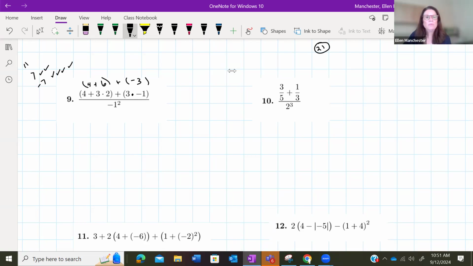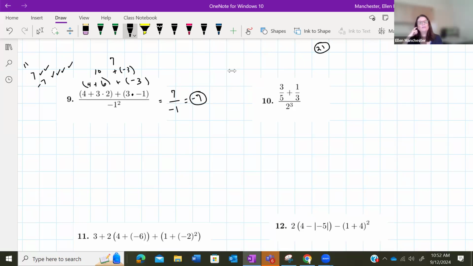Okay, then I'm going to come back to the beginning. 4 plus 6 is 10. 10 plus a -3. So I have a 7 on the top. Okay, and then down here, that goes back to there's only one negative. So it's over -1 because 1 squared is 1. And then I want the opposite of it. So it is -7. Good.